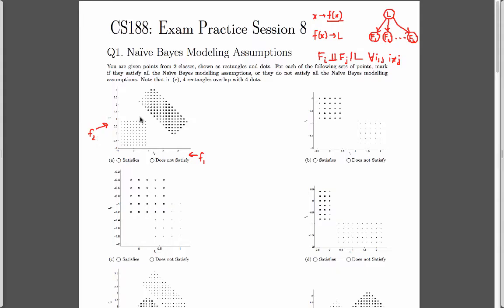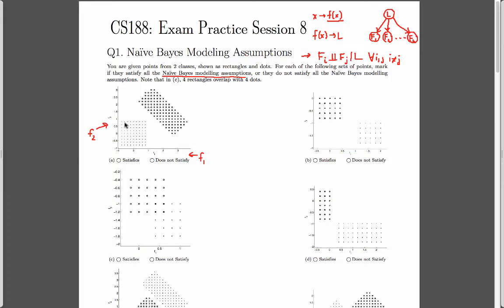Then we have each of our data points for each of the two classes, and we want to determine whether or not they satisfy the naive Bayes modeling assumptions. Specifically, that means: does this data satisfy the assumption that Fi is independent of Fj given the label L? The way to approach this problem is to look at the points and consider each label separately, because we're interested in whether they're independent given the label.